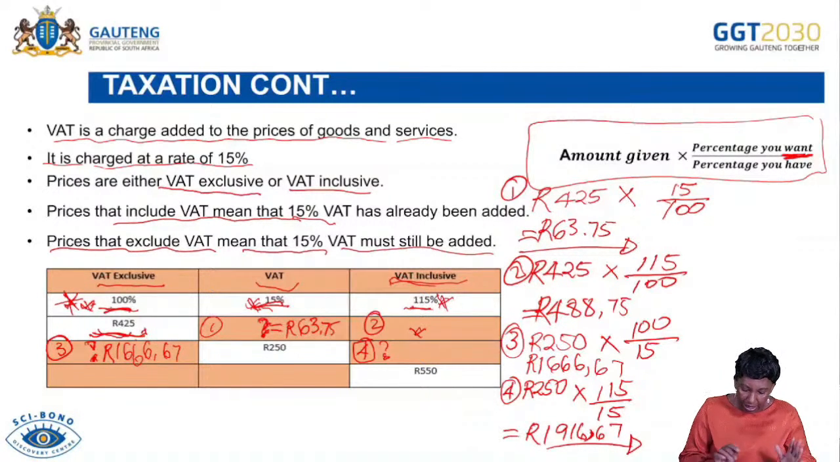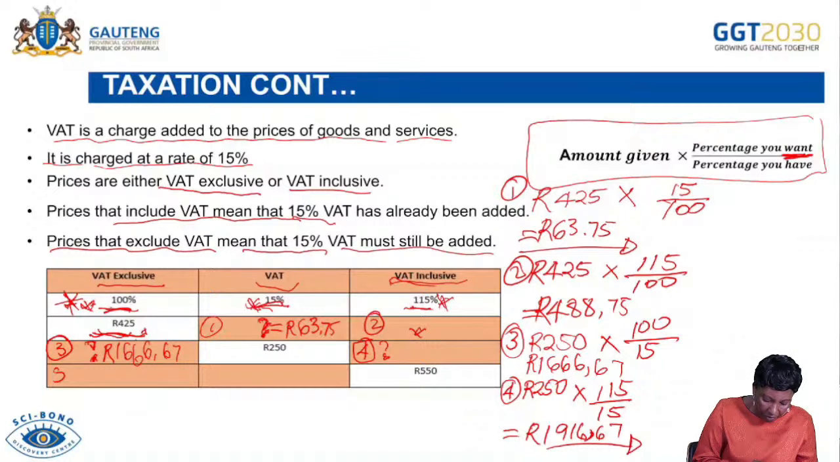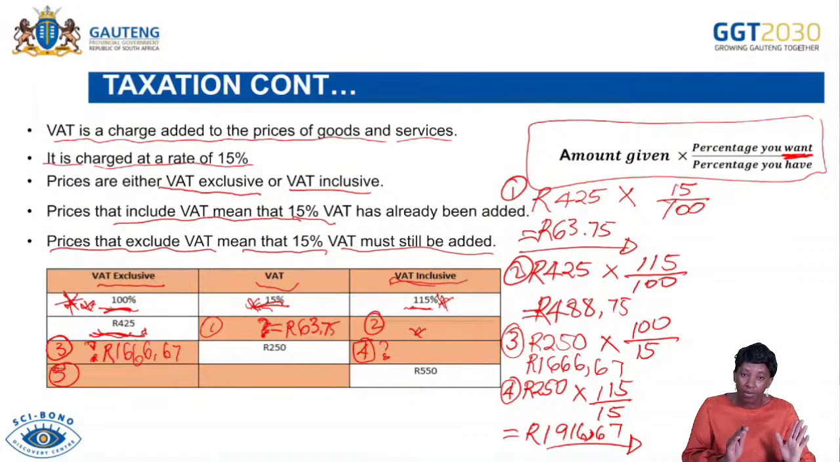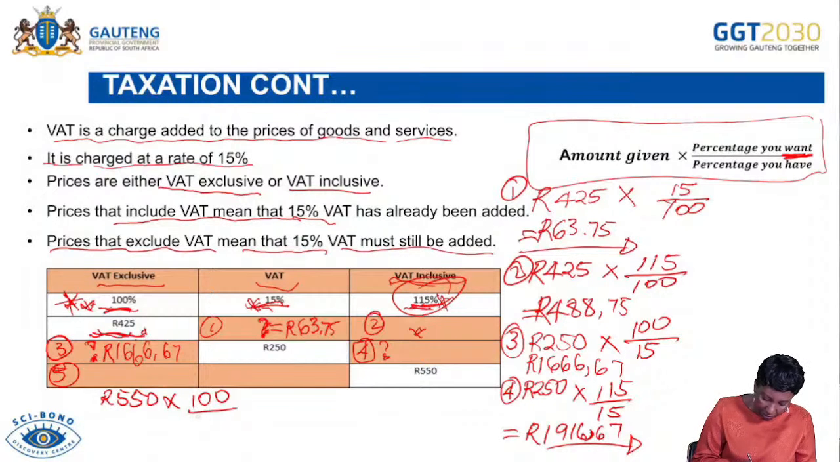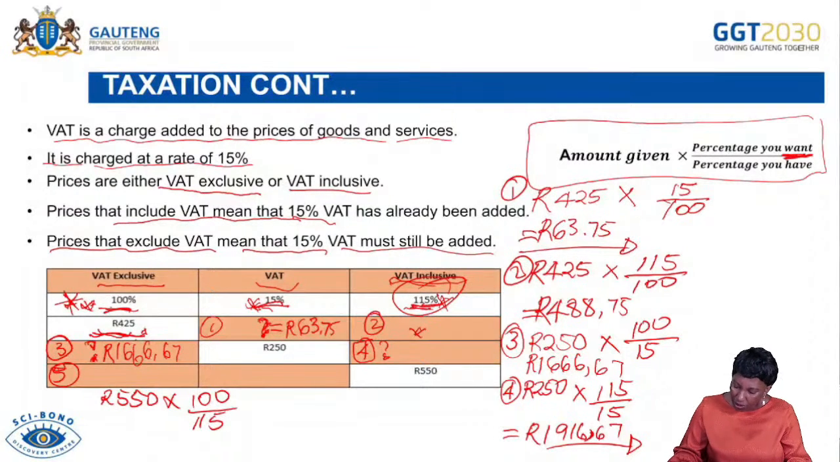Now looking at the last one quickly, let's go to number 5 so that we move on now to the exam type questions. Now let's see number 5 here. What we are given here for number 5, we are having the amount given as 550. What do I want? I want the 100%. And then the percentage that I'm having, it's what? This 550, it's under 115. I divide it by 115. So it will be 550 multiplied by 100, and then I divide it by 115.